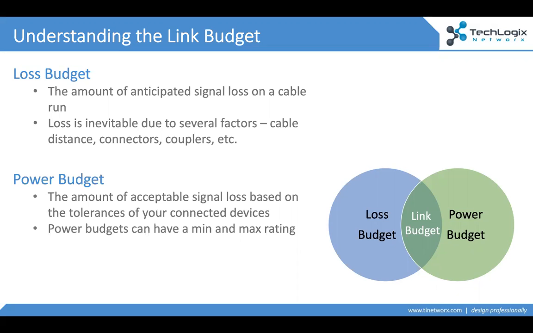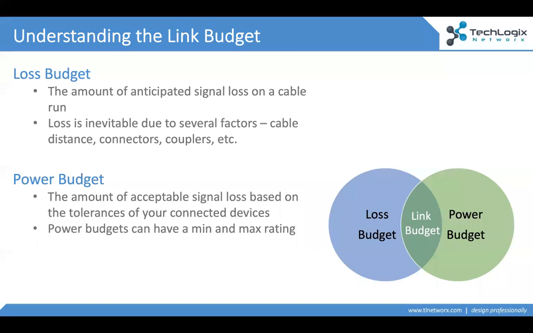So the link budget's comprised of two things, a loss budget and a power budget. And the easiest way to think about this is the loss budget is the amount of anticipated signal loss on a cable run, right? Just like in the copper world, you can look at how you've run your cable. Are there couplers and patch points? Have we spliced the cable? You can look at the cable path and you can estimate how much loss you're going to have on that cable run, okay? And there will always be loss, of course. You're always going to have some loss.